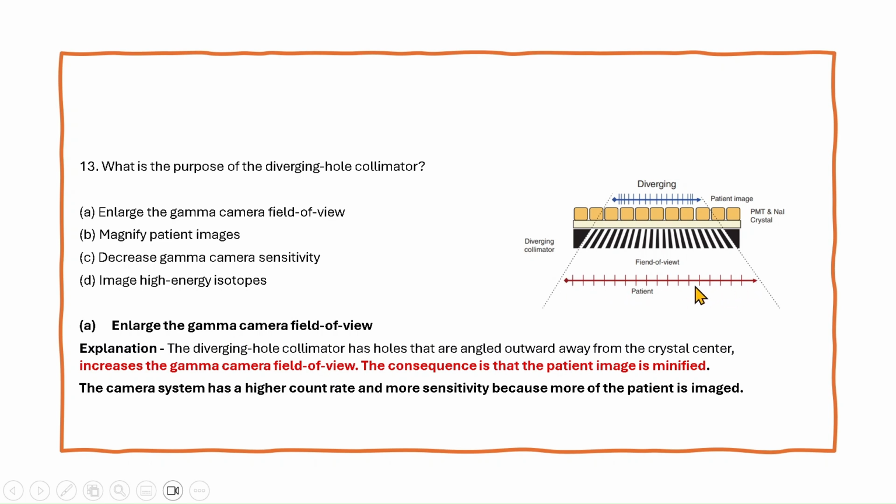So always remember that in the case of a diverging hole collimator, the image will be magnified and the gamma camera field of view will be enlarged. So according to these options, A will be the right answer.